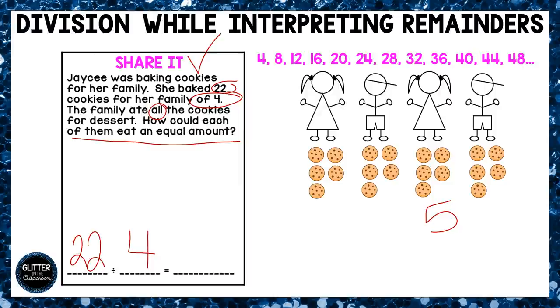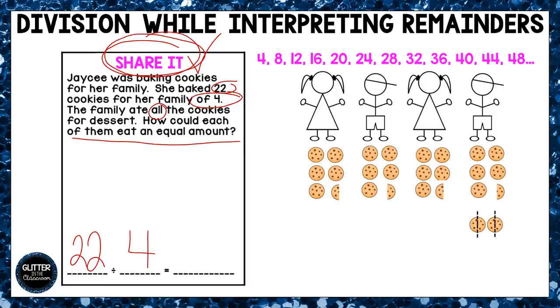But when I divide these out, I know that I only have 20 so far. 20 cookies have been divided. So what happens to cookie 21 and 22? Well, what am I going to do with those two cookies? I can share them by cutting them in half and passing out the halves equally to the family members. So each family member gets half of a cookie, and now I've shared my remainder, and each person gets an even amount.